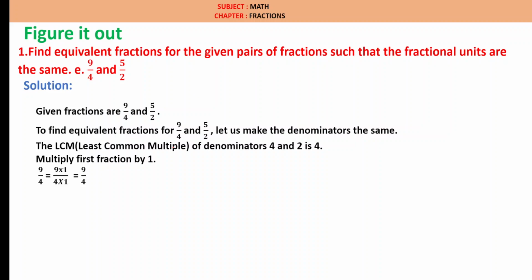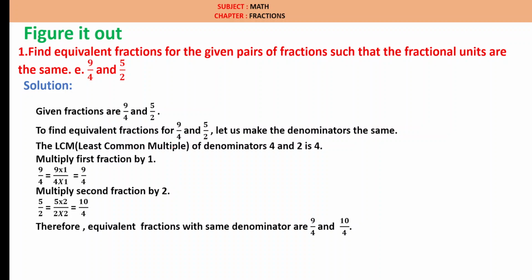So, therefore, 9 by 4 is equal to 9 by 4. And let us multiply the second fraction by 2. So, we are going to get 5 by 2 is equal to 10 by 4, because 5 twos are 10, 2 twos are 4. Now comparing these equivalent fractions, the values are 9 by 4 and 10 by 4.